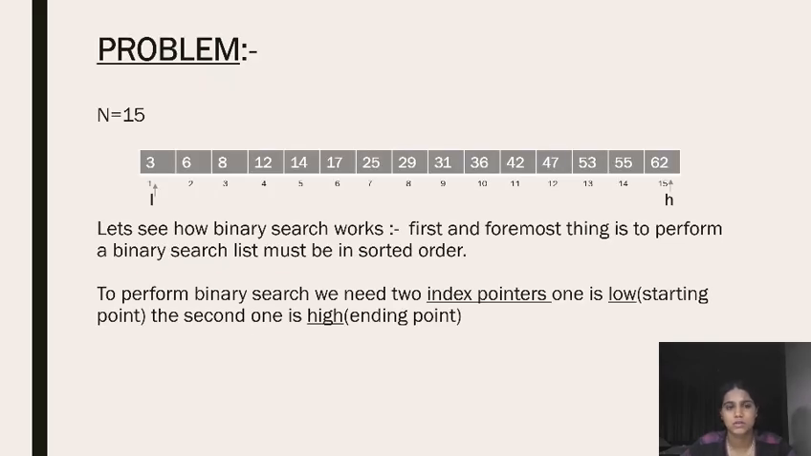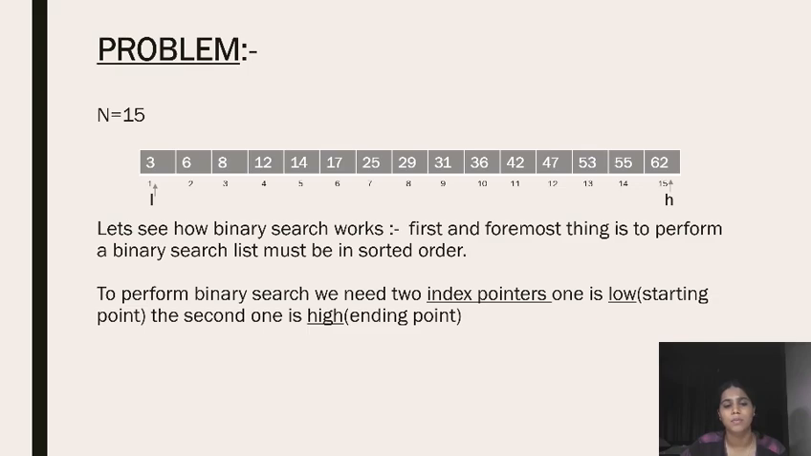Now let us see how to solve binary search problems. First and foremost, to perform a binary search, the list must be in sorted order. In the above problem, we can see we have 15 elements and they are arranged in an array in sorted order. And for each element, the position is given.